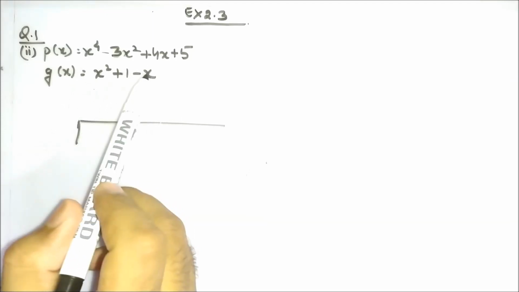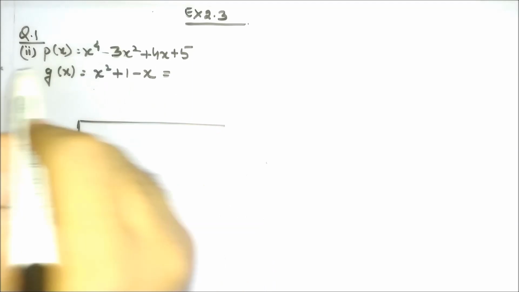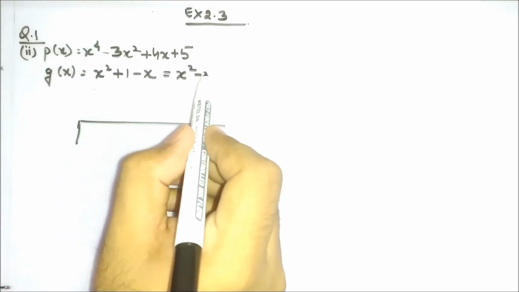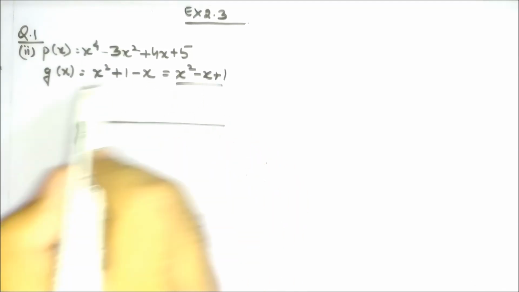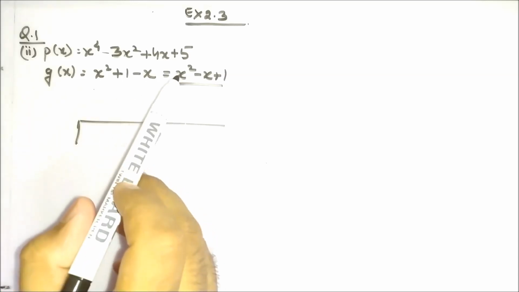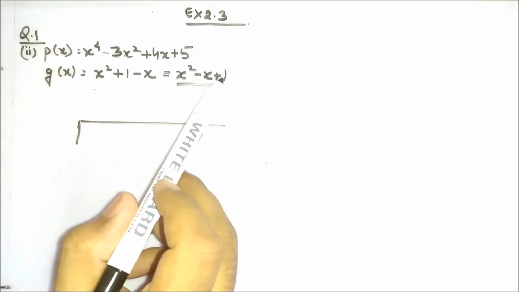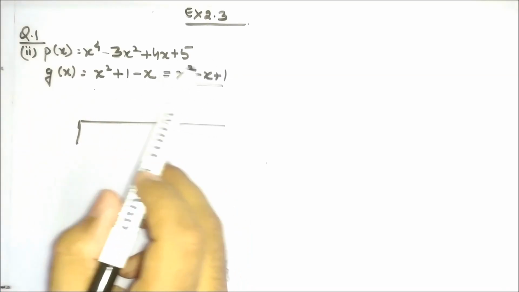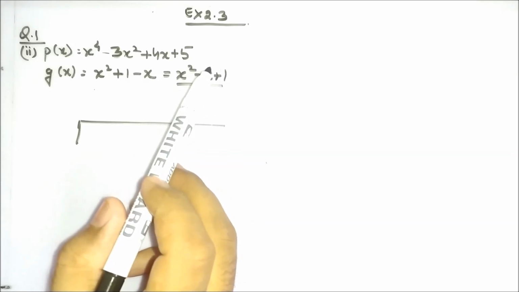So first we need to arrange this. So this can be also written as x square minus x plus 1. Just rearrangement is required. Now this is x power 2, x power 1 and x power 0. Now it is arranged in decreasing order of power of x. I hope you understood the first step that we need to take.